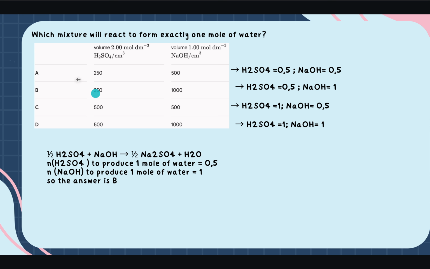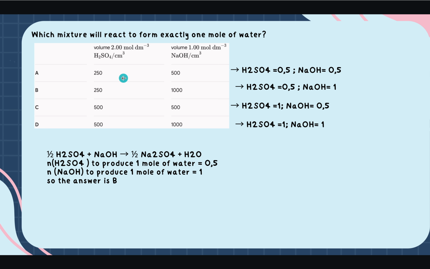So next question, which mixture will react to form exactly 1 mole of water? To solve this question, first we need to write the reaction which results in 1 mole of water. In the reaction, the amount of substance of H2SO4 to produce 1 mole of water is 0.5, and the amount of substance of sodium hydroxide to produce 1 mole of water is 1. So we need to find these quantities in the options.